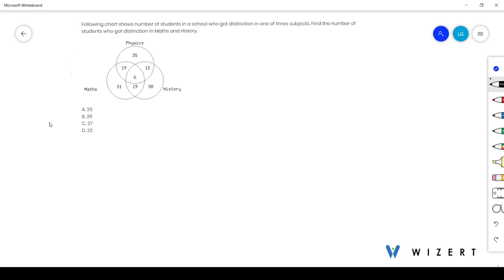Our question is, the following chart shows the number of students in a school who got distinction in one of three subjects. Find the number of students who got distinction in maths and history. Suppose P is for physics, M is for maths, and H is for history.